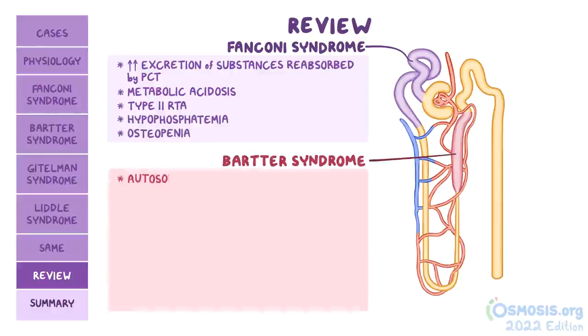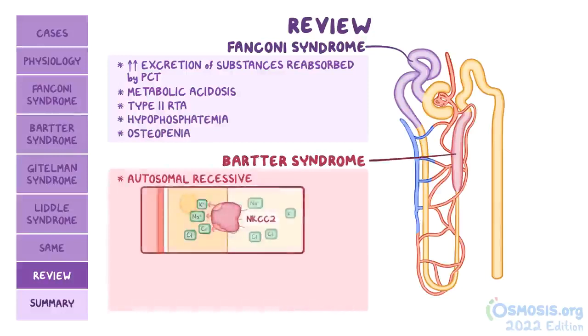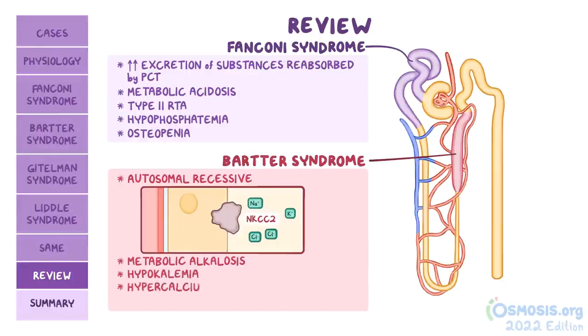Bartter syndrome is an autosomal recessive disorder that affects the sodium-potassium-chloride cotransporter in the thick ascending loop of Henle, leading to metabolic alkalosis, hypokalemia, and hypercalciuria, and it presents similarly to chronic loop diuretic use.